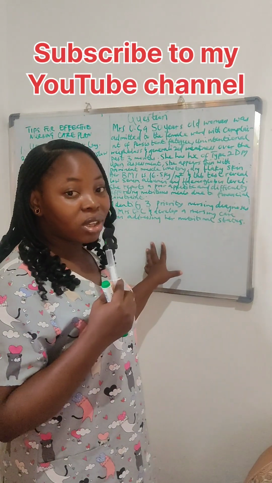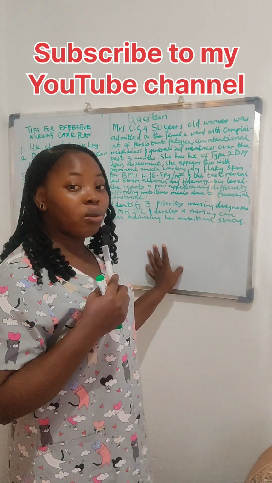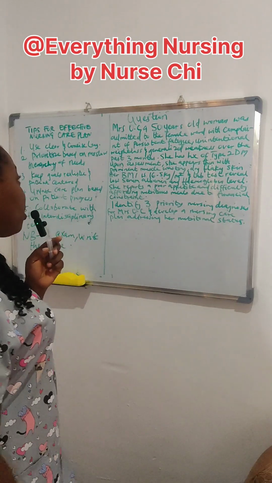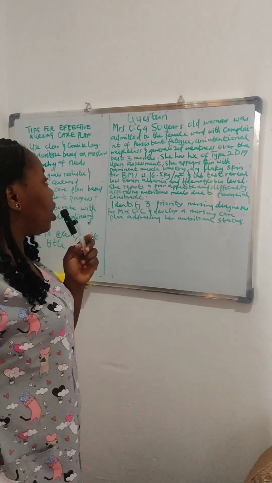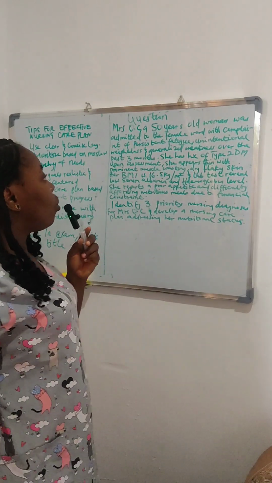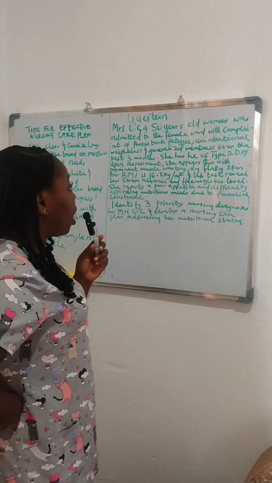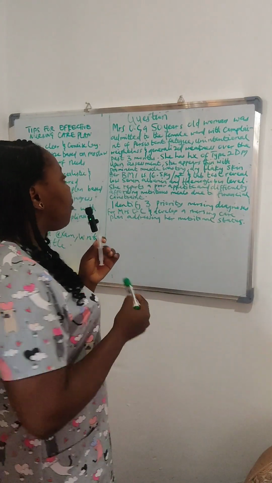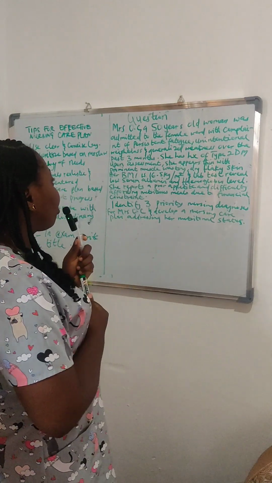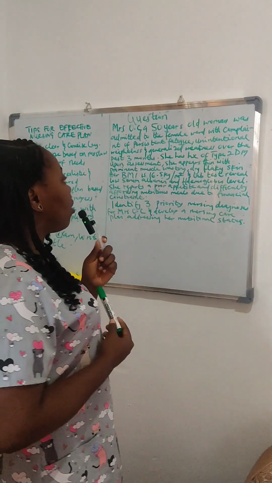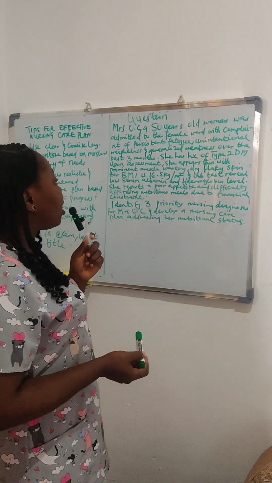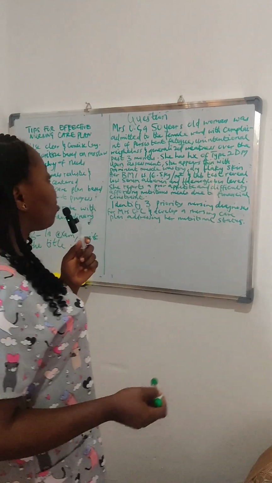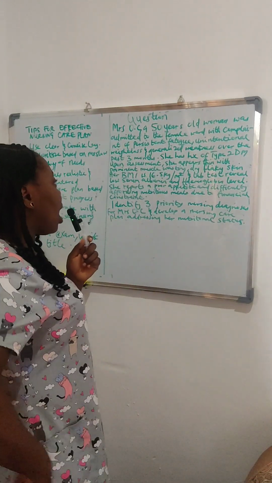We have to form the nursing diagnosis before we are able to plot the nursing care plan. So the question goes this way: Mrs. OC, a 50-year-old woman, was admitted to the female medical ward with complaints of persistent fatigue, unintentional weight loss, and generalized weakness over the past 3 months. She has a history of type 2 diabetes mellitus.